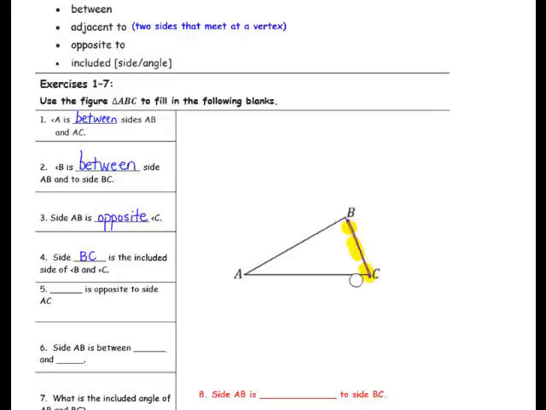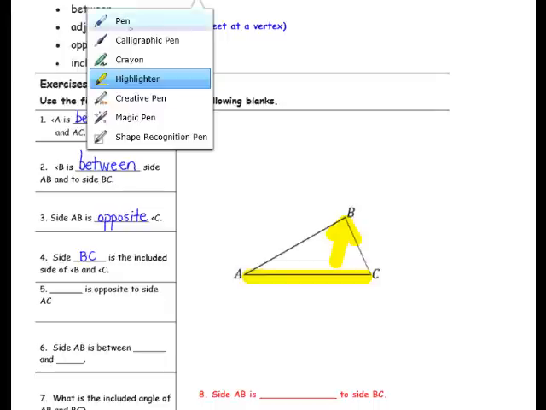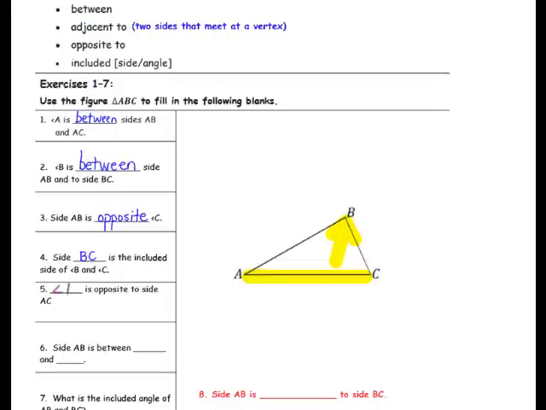Next, what is opposite to side AC? Here is side AC. Opposite to AC is angle B. Number 6. Side AB is between what and what? Here is side AB. What is it between? It is between angle A and angle B.